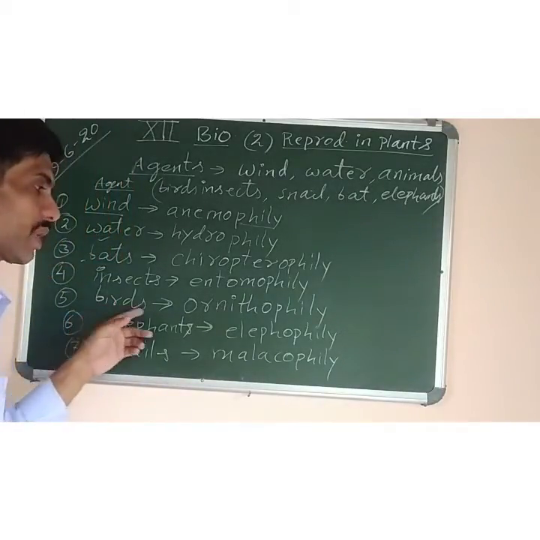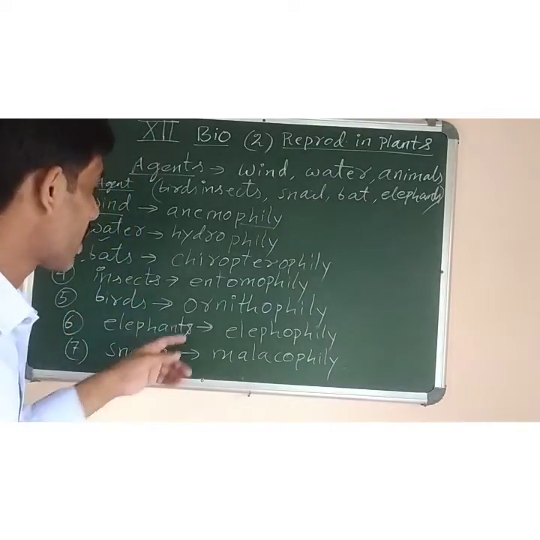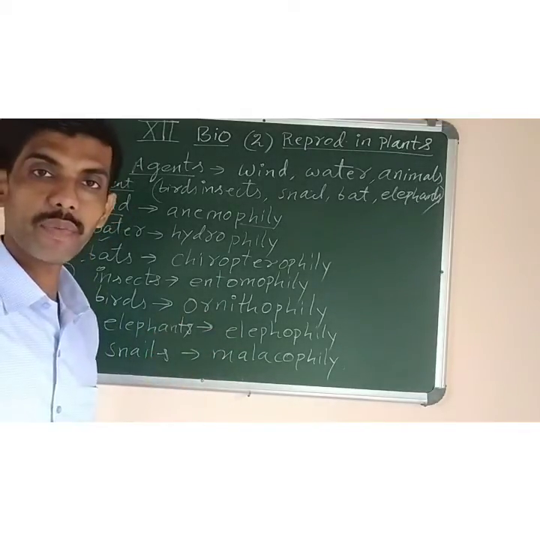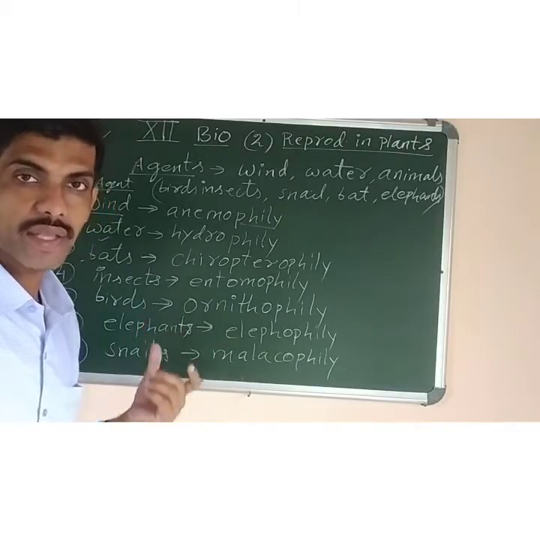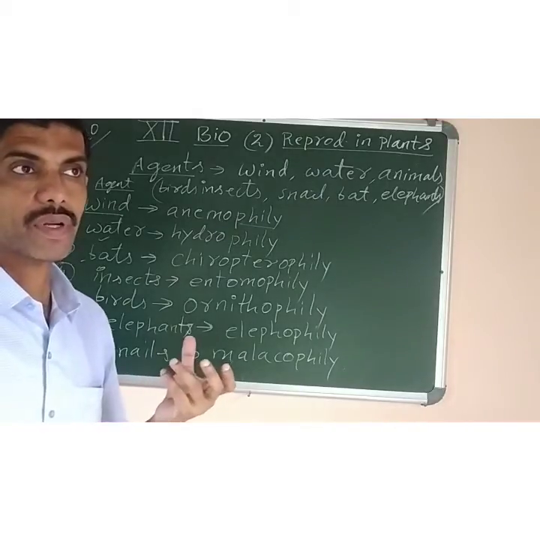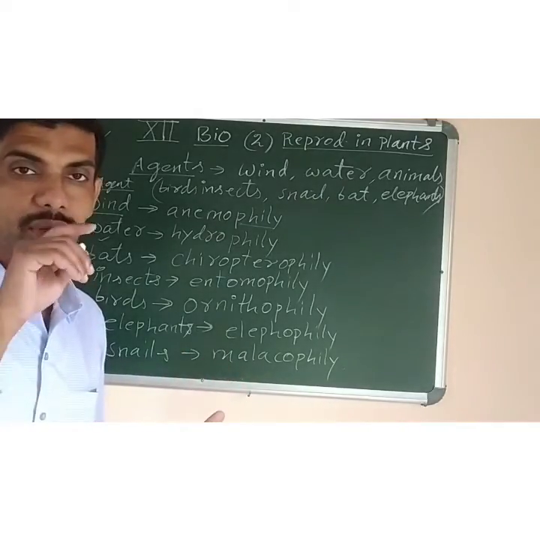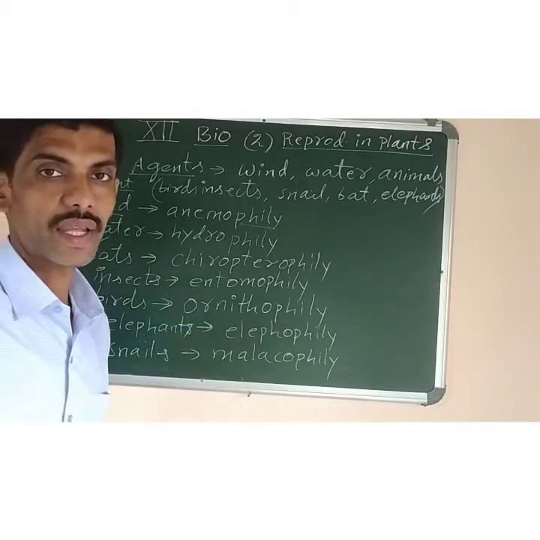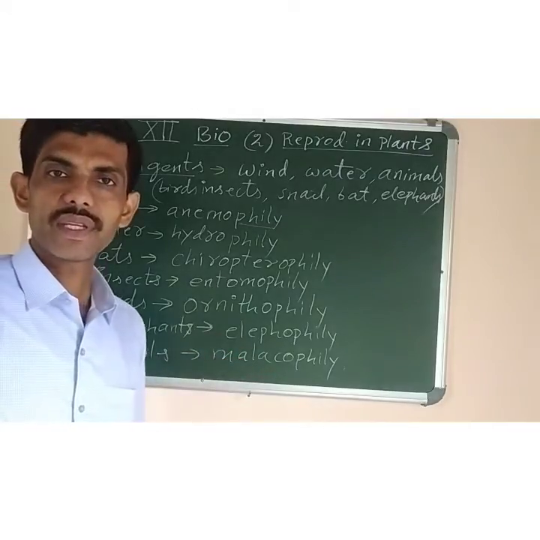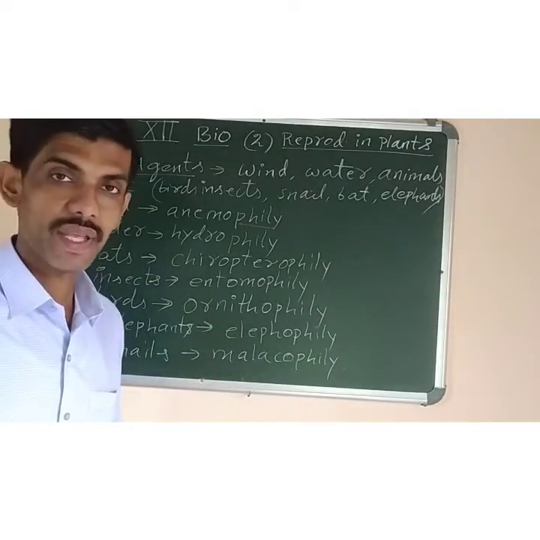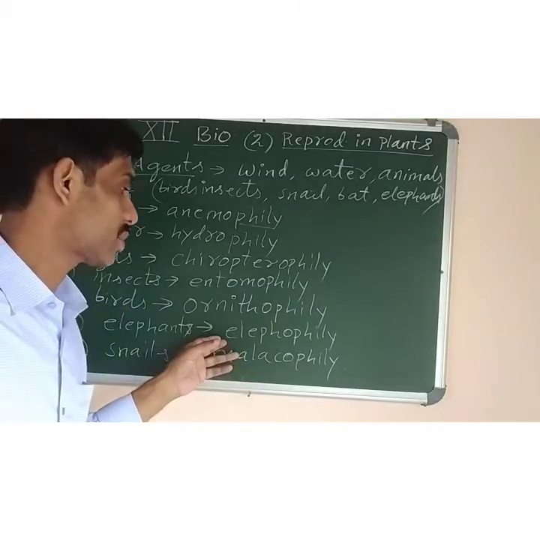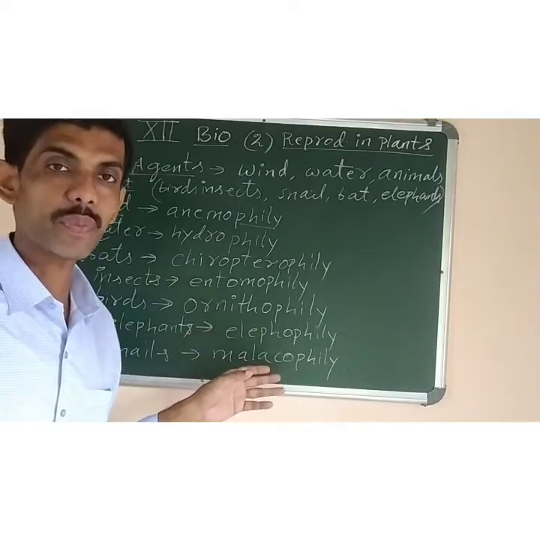Then next one is birds. Pollination which is done by birds is called ornithophily. So flowers which are pollinated by birds produce sweet nectar as food so that the birds can be attracted, and the flowers also have a bigger size because the birds' beaks can enter inside it and get the nectar from there. Then the elephants. Pollination by elephants is done only in the largest flower, that is Rafflesia, which is very big in size. So elephants are quite suitable for this flower to bring about pollination.